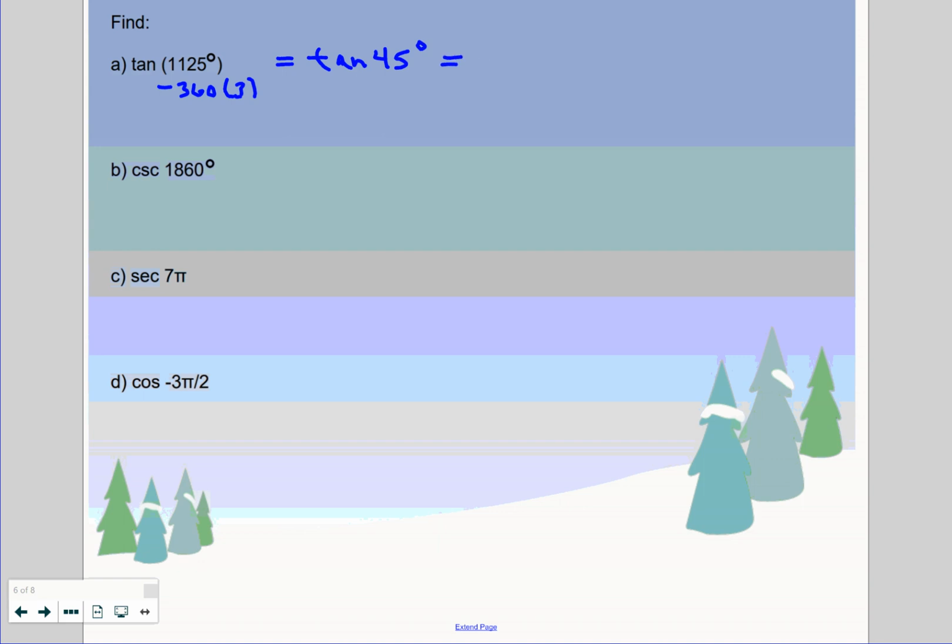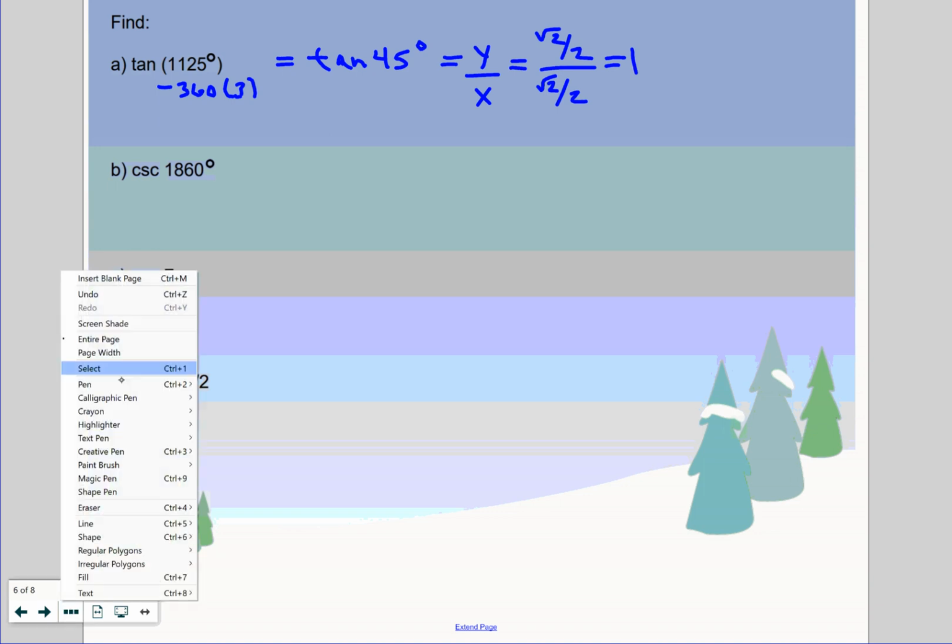Well, we remember on our unit circle, tangent is y over x. If you look at 45 degrees on your circle, any 45-degree reference angle will have the rad 2 over 2's for the points. And because it's in quadrant 1, both of them are positive. Rad 2 over 2, rad 2 over 2. So what we have here is something divided by itself, and we get 1.